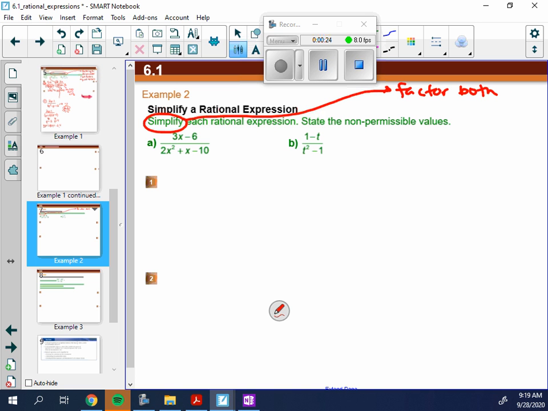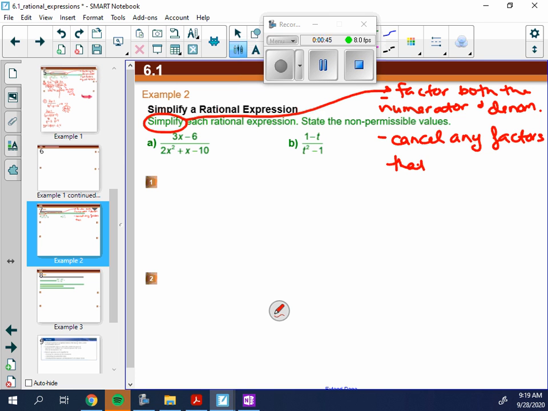both the numerator and the denominator. Okay, factor both the numerator and the denominator. And then you can cancel any factors that occur in both the numerator and the denominator.